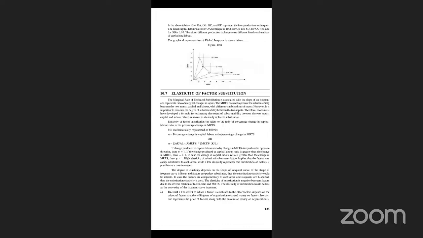Isocost. These are the factors which are combined with other factors, depending on the price of a factor and the willingness of the organization to spend on any factor. Now these are again plotted as isocost curves, shown in figures 10.9, 10.10a and b.